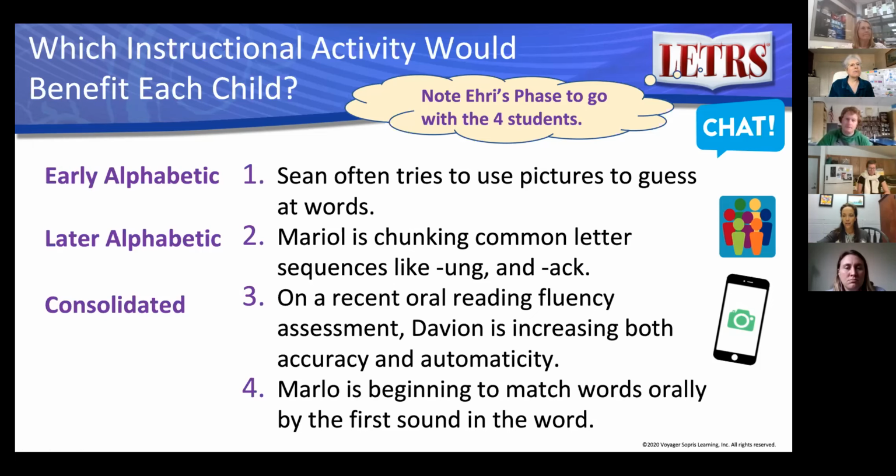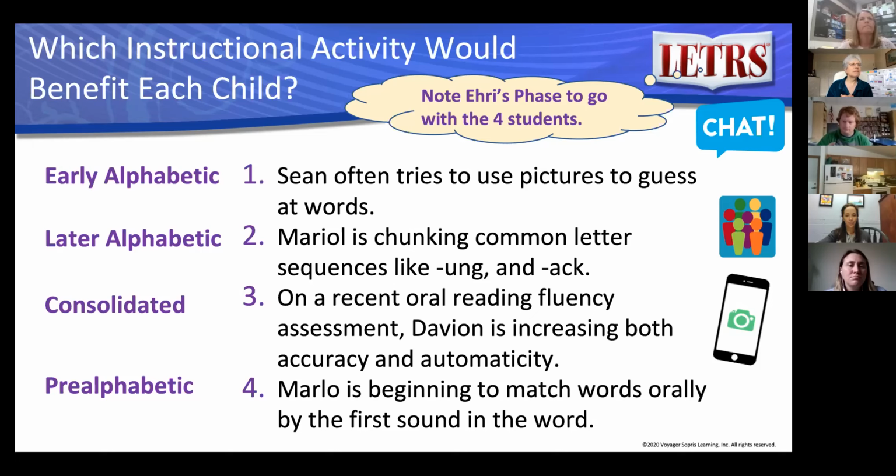And that really, if you think about it from the discussion many of us have had in our pre-service, that idea of learning to read, reading to learn, you're going to be so much more successful in that reading to learn paradigm shift when you get into that consolidated zone. And then Marlowe's beginning to match words orally by the first sound in the word. It'll be pre-alphabetic. Thoughts, wonders related to this opportunity?